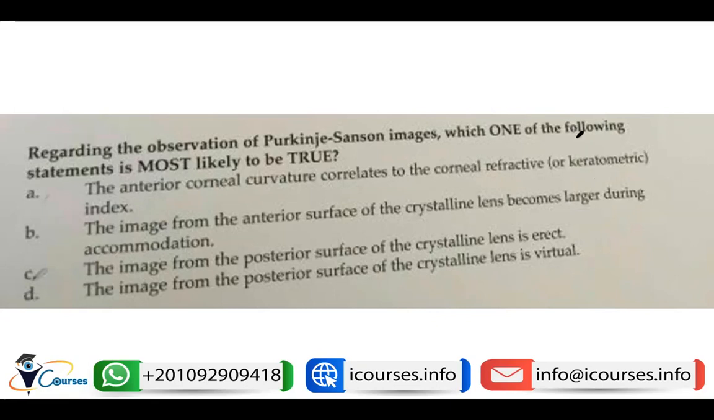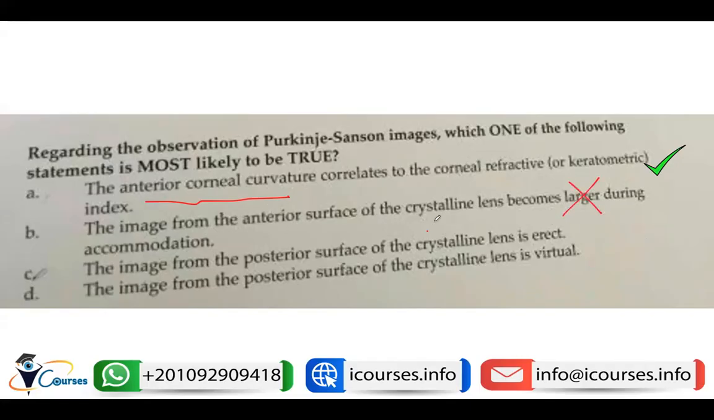Are you sure? I have just said that in the previous questions. I mentioned that the posterior surface of the crystalline lens is the only exception because it has a concave mirror effect, giving a real image, not a virtual image. Exactly. So we just mentioned that the anterior corneal curvature will be used for measurement of the keratometry or the K readings. Image from the anterior surface of the crystalline lens becomes larger during accommodation. This is not true.